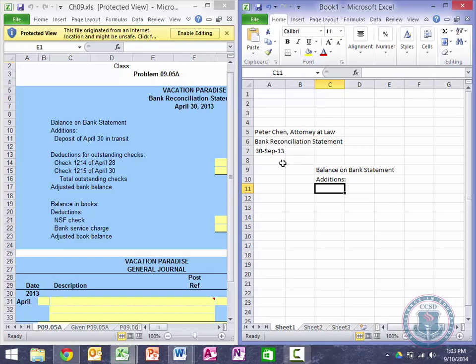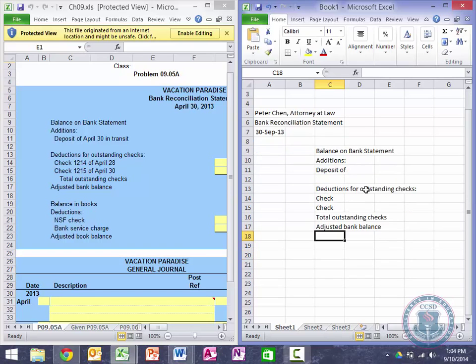Additions. And then we're going to do a deposit of, I'm going to leave that one blank for a second. Then we're going to do deductions. I'm just going to kind of try to set it up as close to this one as possible. Deposit of, and then just that's it. Well, I'm going to go in and put the date, but the date's going to be different. So this one says the deposit of April 30th. We're going to have a deposit of something else.